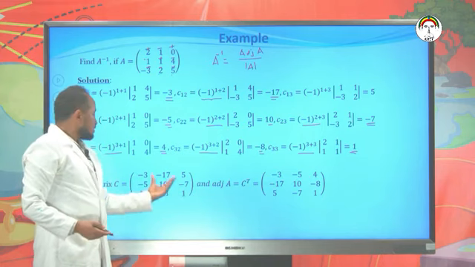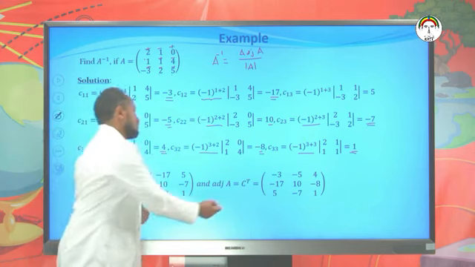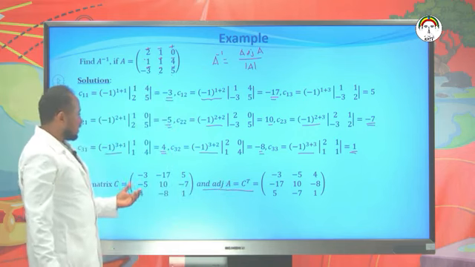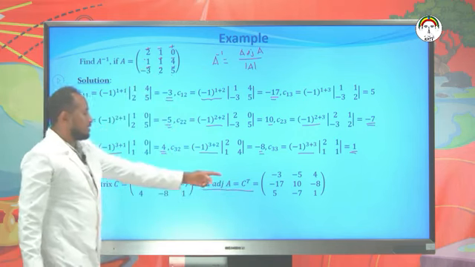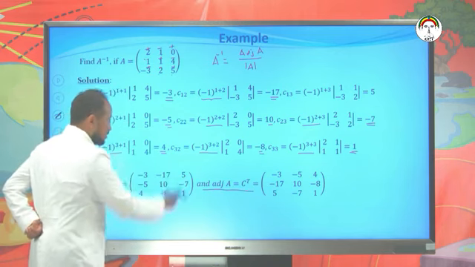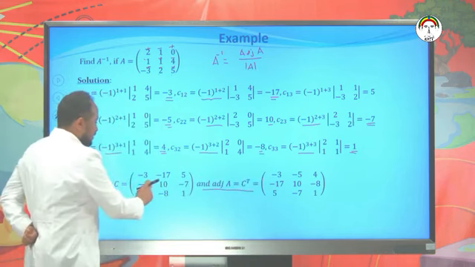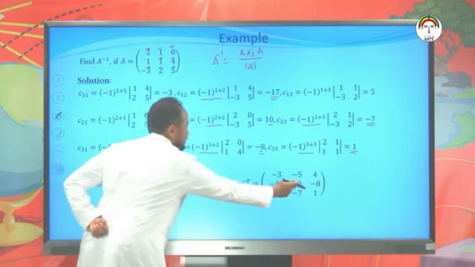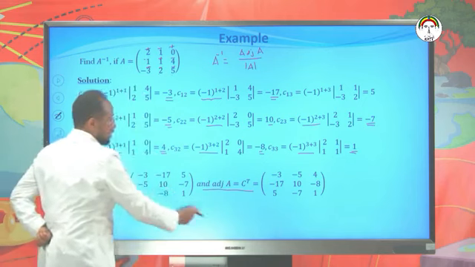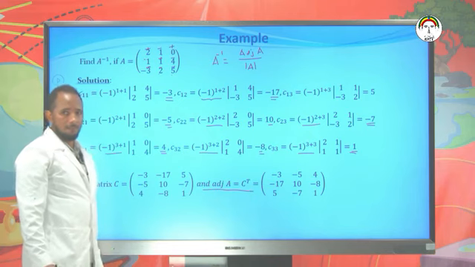So the transpose of this cofactor matrix gives you the adjoint. Therefore, the adjoint of this matrix A is given by taking the transpose: this row written in column, minus 3, minus 17, 5. You write in this form: minus 5, 10, minus 7, 4, minus 8, 1, 4, negative 8, 1. So, this is the adjoint of the given matrix A.